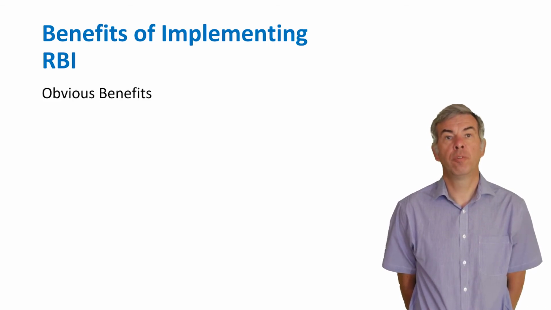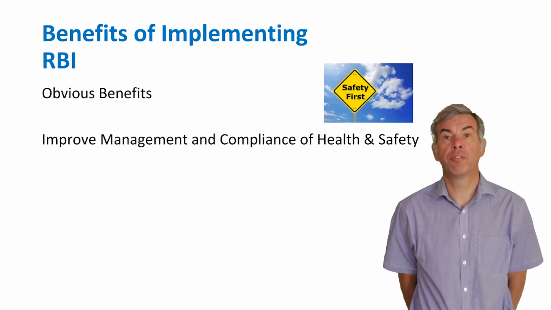The obvious benefits of implementing RBI are as follows. Firstly, it improves the management and compliance of health and safety on site. RBI very much complements the other areas of risk management, and I'm going to be talking about more of that on the next slide. It brings consistency to the inspection department through better procedures. It promotes teamwork and interaction, because as we've talked about, RBI is very much a team effort. It promotes better knowledge about risk throughout the organisation.